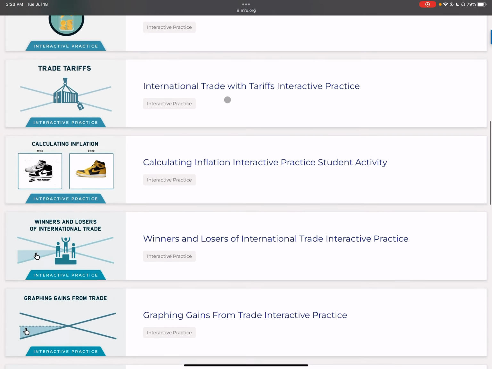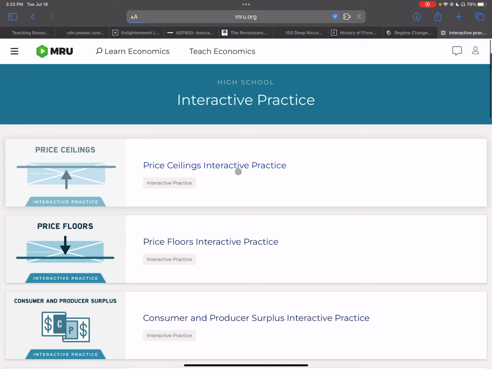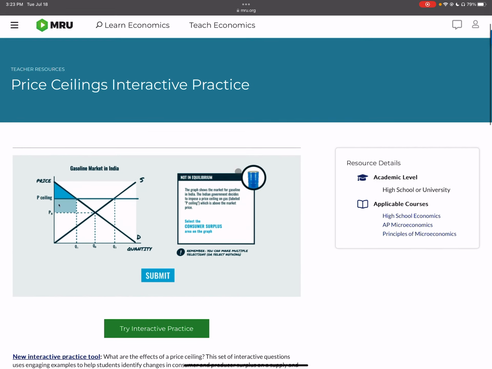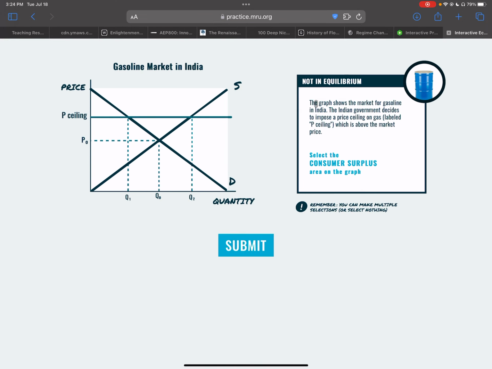So if you're wanting your students to practice, say, this first one, practice understanding price ceilings, you're going to have a nice little equilibrium. So you try the interactive practice, and we're going to see just that. The graph shows the market for gasoline in India. The Indian government decides to impose a price ceiling on gas, as shown here on our supply and demand graph. And so we are to select the consumer surplus. So they've put a price ceiling on this.